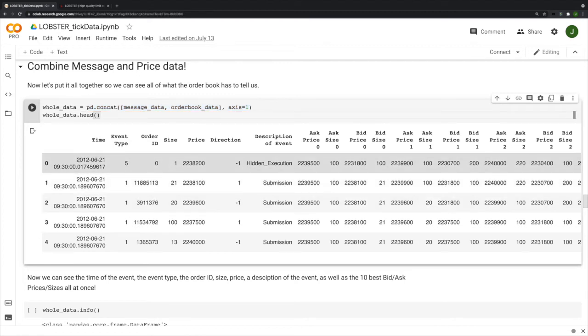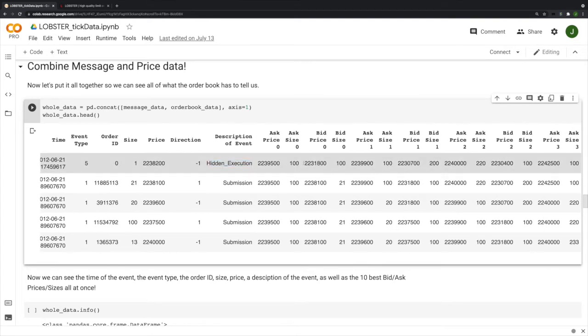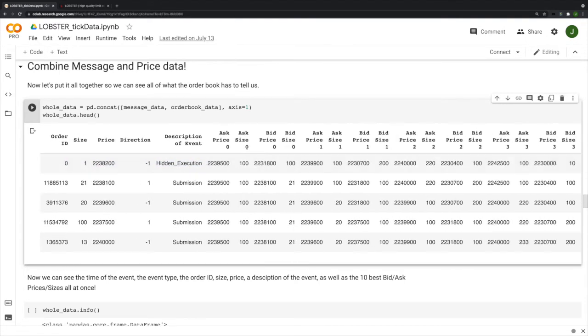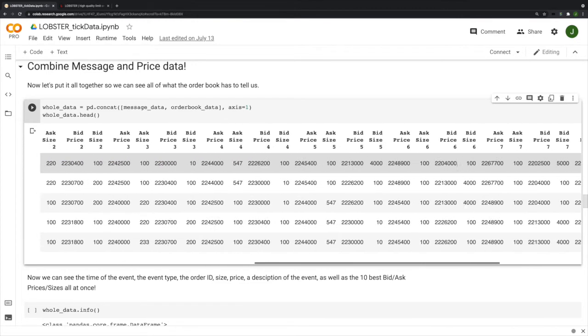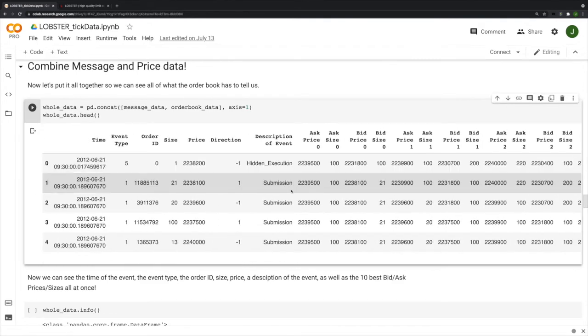We can see that we have the time here, the event type. This is all the same as before, $223.82. It's a sell order, hidden execution. But now we have the bid and ask prices at that time. So right at 9:30, when this event occurred, the best ask price was $223.95, and the best bid price was $223.18. And you can see all of the top 10 bid and ask prices at that time.